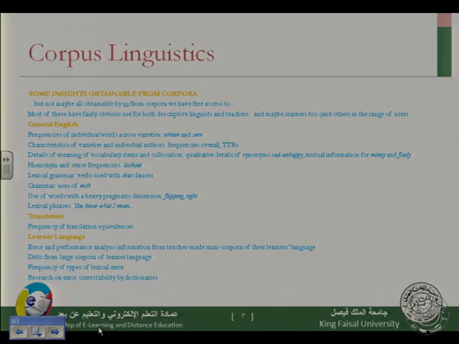This is what I myself did in one of my research. I checked different dictionaries to see whether their meanings of certain words are up to date or not, and this is one way we can get from a corpus linguistics.